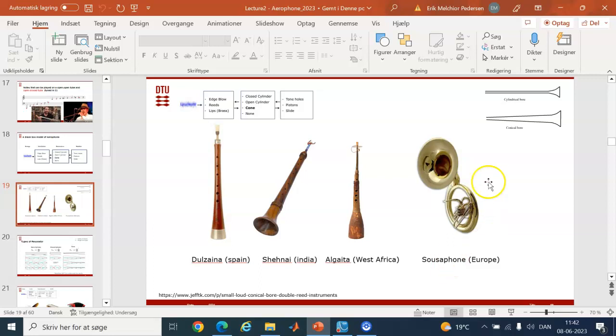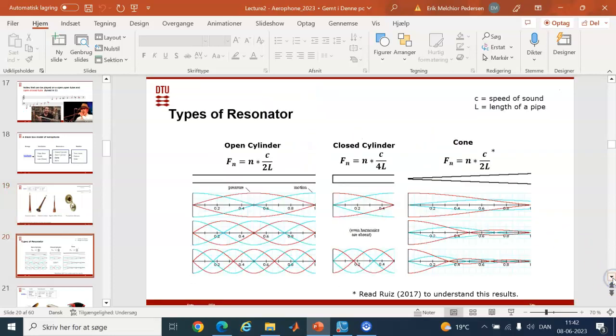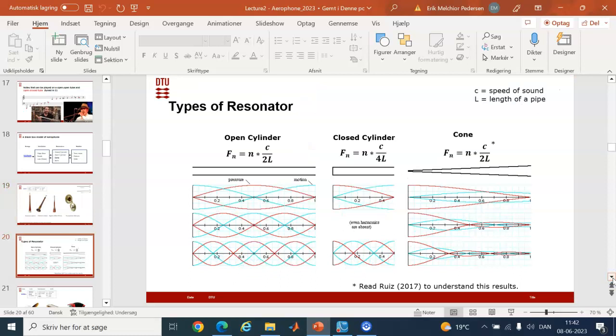Two kinds of tubes: cylindrical bore or conical bore. Clarinet should be cylindrical, and saxophone should be conical. We have again types of resonators: open cylinder, closed cylinder, and cone shaped.